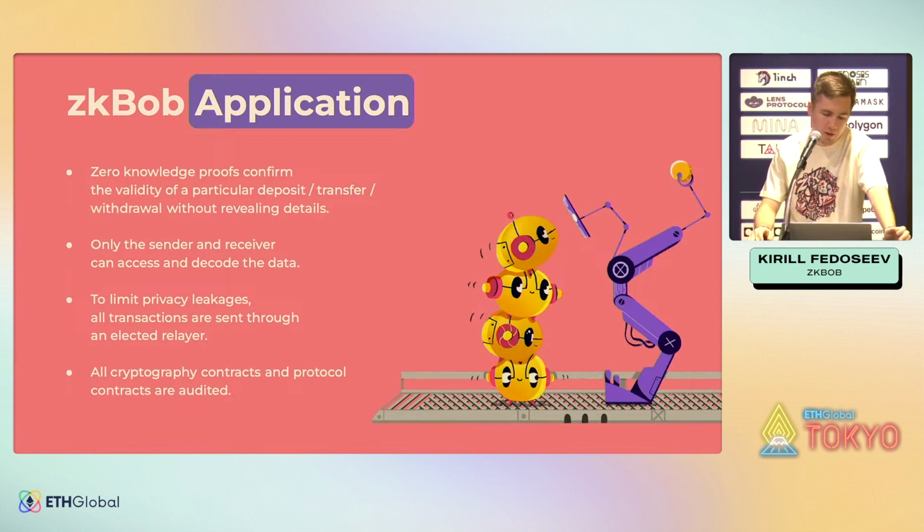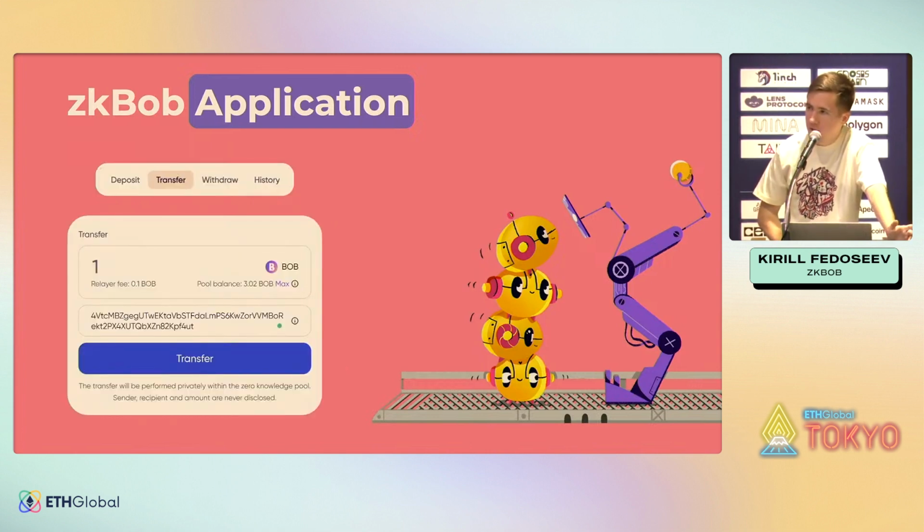And this way, only the actual sender and the receiver of each particular operation has the ability to access and decrypt the operation metadata and to actually know what happens inside of this operation. Then, to limit further privacy leakages and to simplify the use case, all transactions are sent through the elected relayer so that users don't need to pay for gas in gas tokens, and instead they can use the same token for payment of fees to the relayer as the sending, which is the Bob stablecoin.